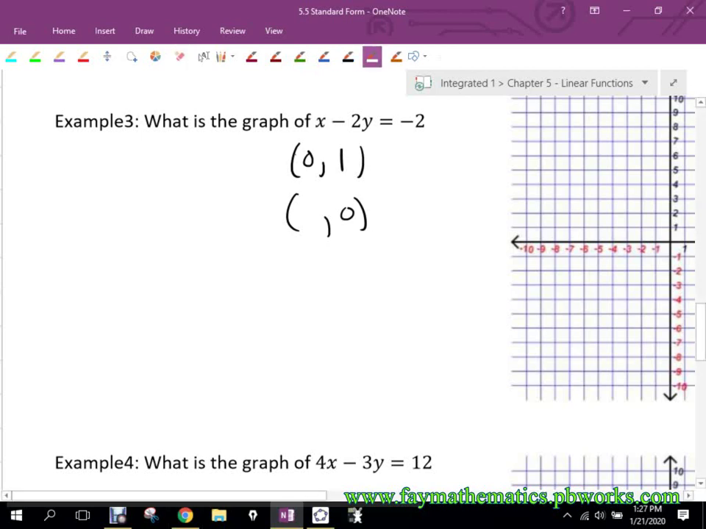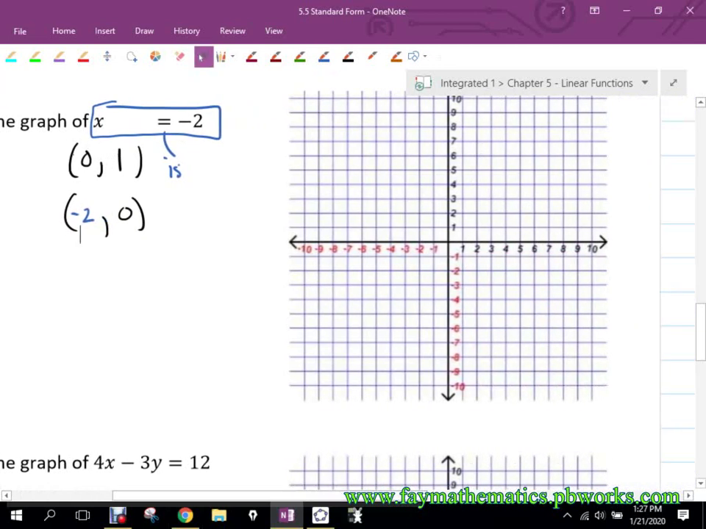If y was 0, and this is why I wanted to do this one, what does that say x is? It says x is x. Remember, equal sign is the word is, -2. So x is -2. Plot them, 2 points. That's it. 0, 1, and then down. So -2, 0 would be left 2, up 0, right?